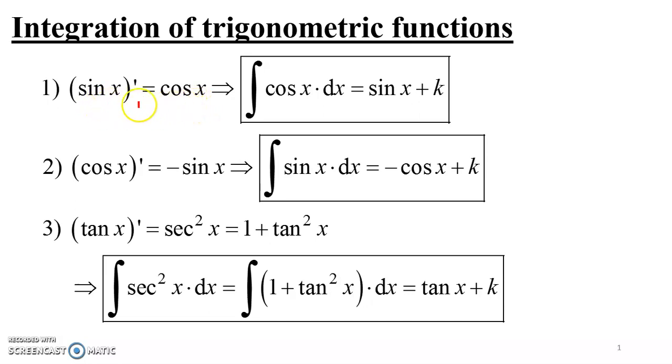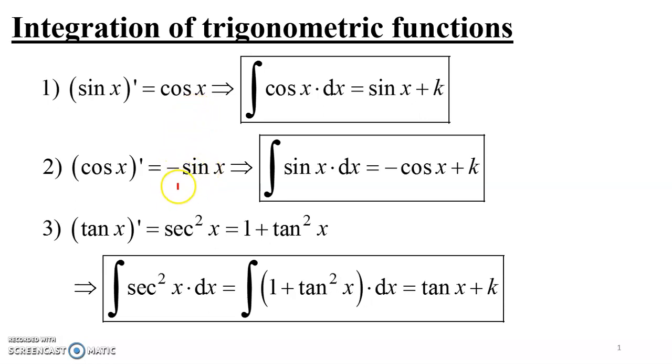So since the derivative of sine x is cosine x, then an antiderivative of cosine would in fact be sine, because cosine is the derivative of sine. So an antiderivative of cosine x dx would in fact be sine x plus k, of course k being the constant of integration here.